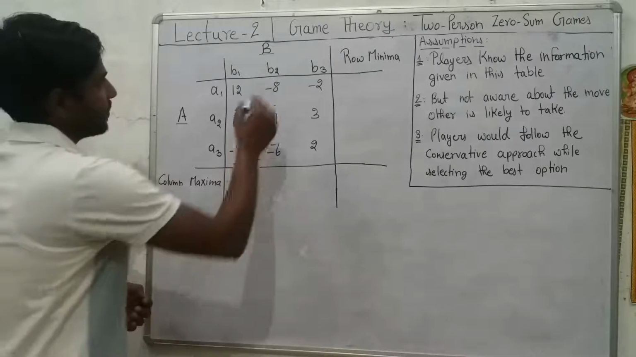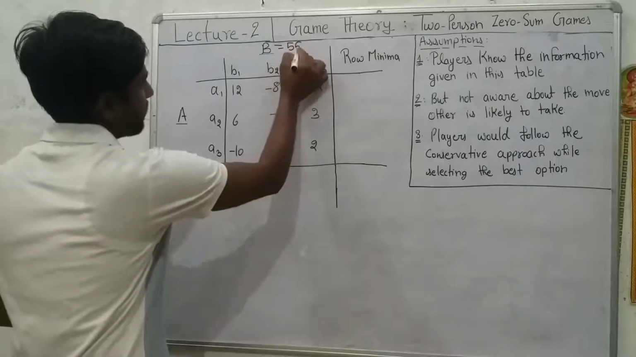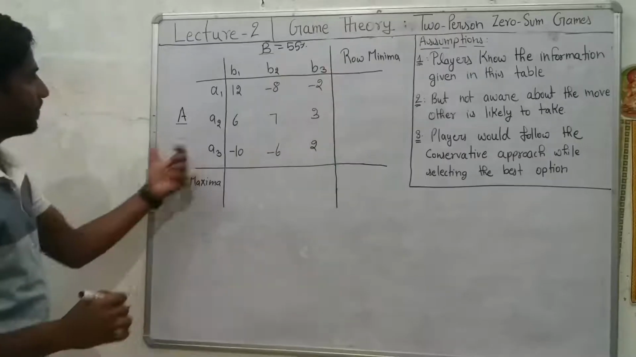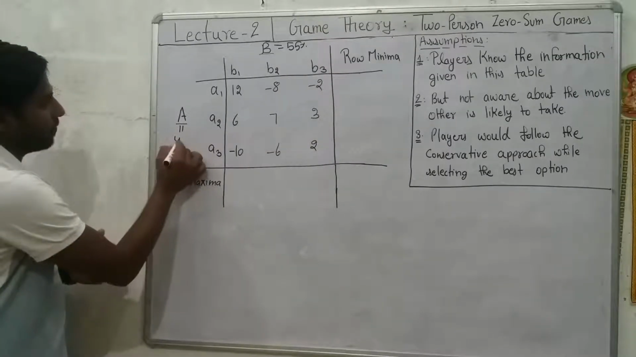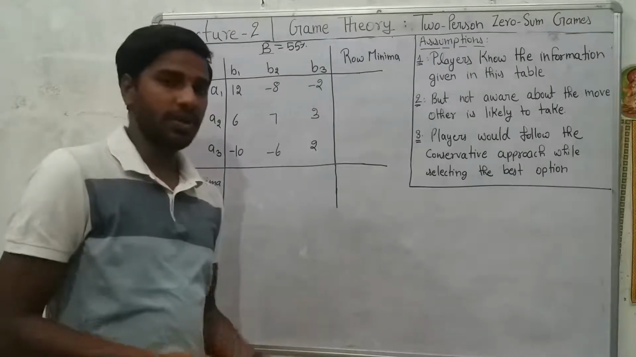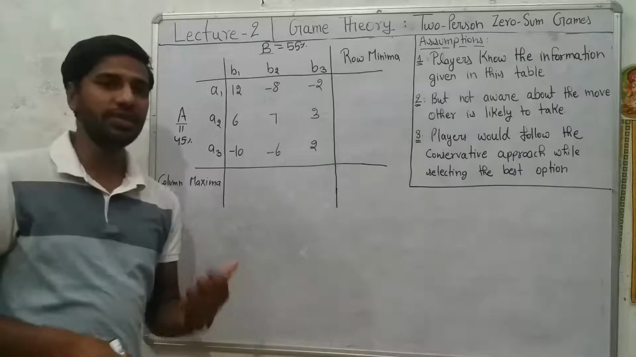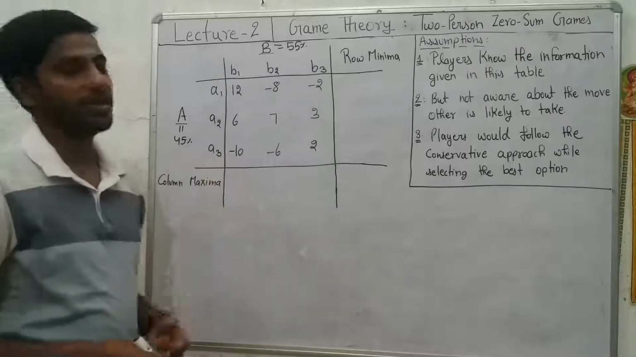Suppose company B holds 55% of the market share and company A holds 45% of the market share. So at present they are struggling or competing with each other to gain market share.